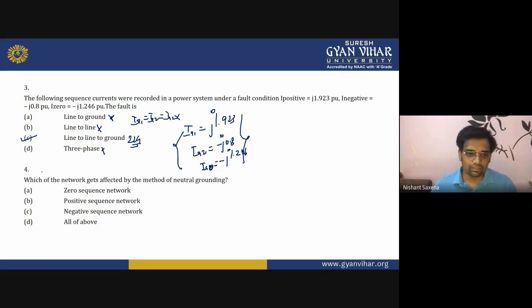Now question number 4 says, which type of network gets affected by the method of neutral grounding? That means which type of network gets affected by the neutral grounding.